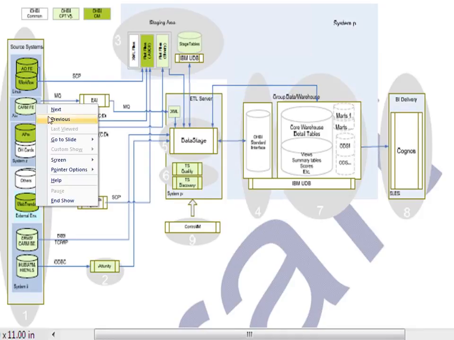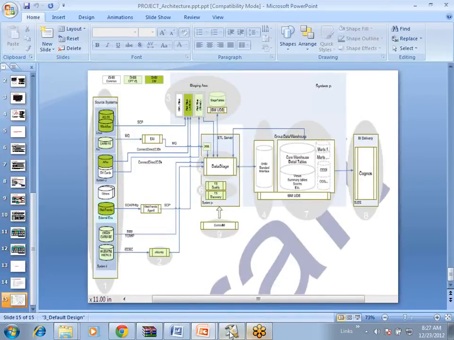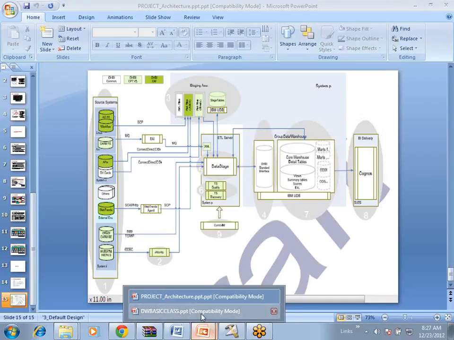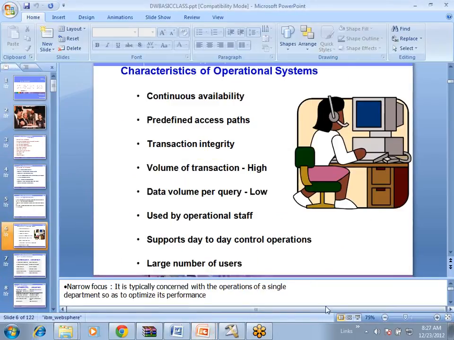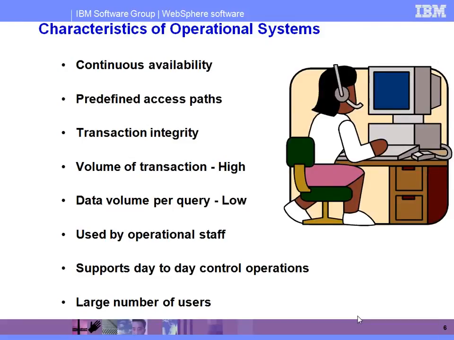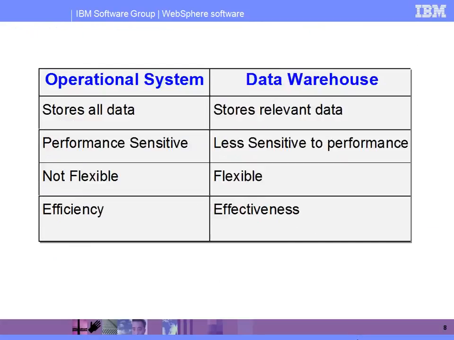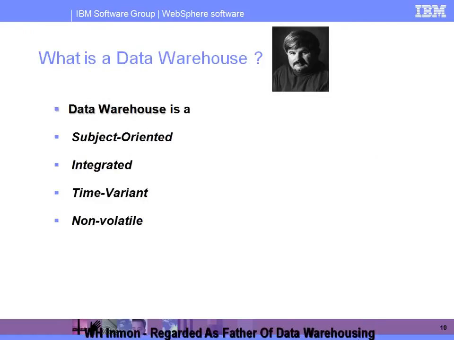Okay? This is about operational systems. Every business has multiple operational systems. We know that. We just observed it in one of the project architectures. Now, we want to know what is the data warehouse.